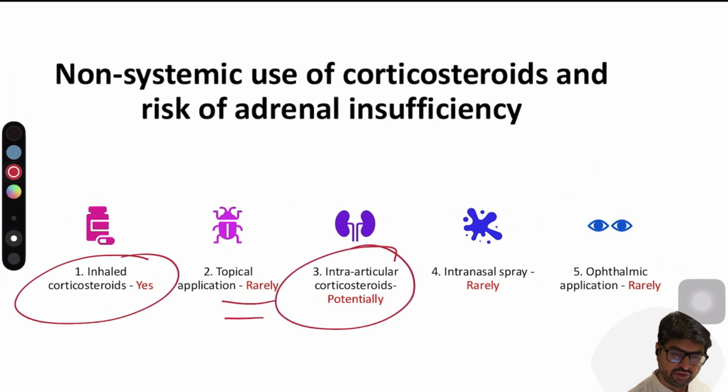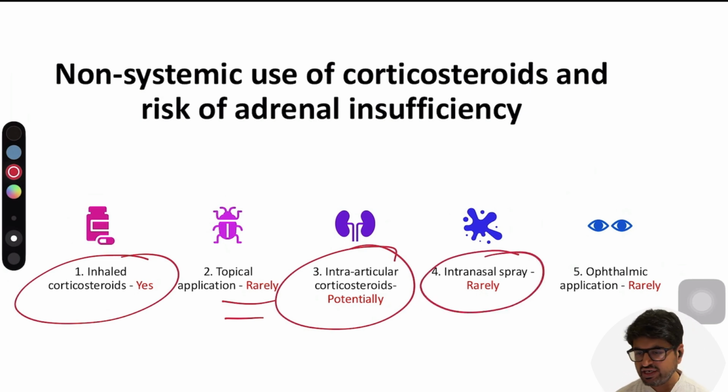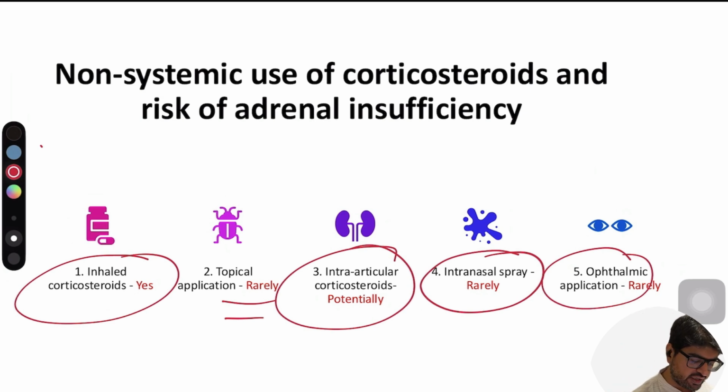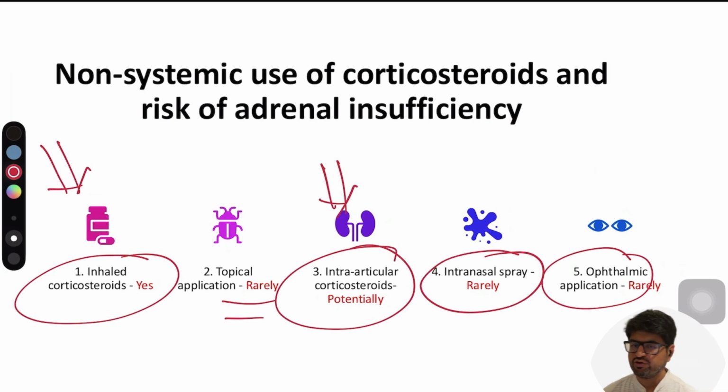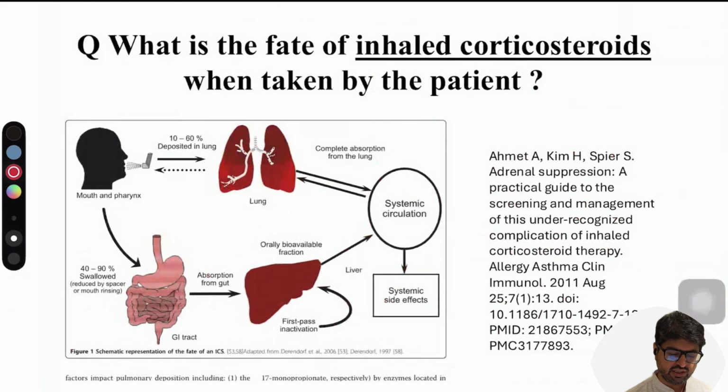Intra-articular glucocorticoids, and the new guidelines, of course this slide I had made some time back, but the new guidelines categorically say that intra-articular glucocorticoids can definitely lead to adrenal insufficiency. Intranasal spray, rarely, it doesn't generally lead to adrenal insufficiency. Ophthalmic application does not lead to adrenal insufficiency. So the ones we are really concerned about are inhaled and intra-articular glucocorticoids or steroids. These are the ones where adrenal insufficiency is particularly known to happen and something you have to look out for.